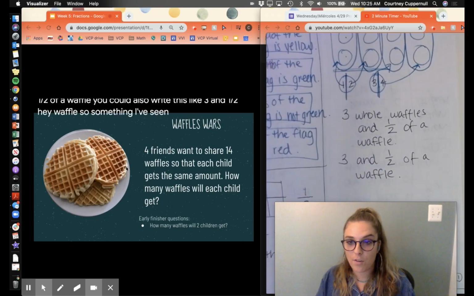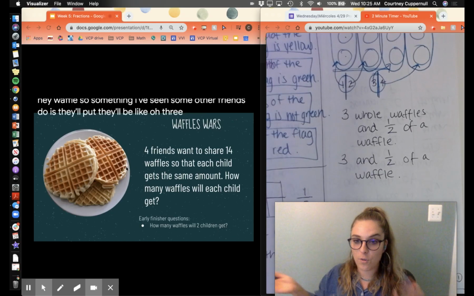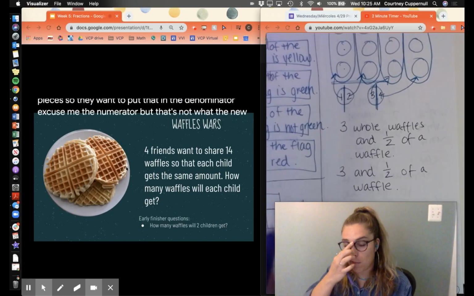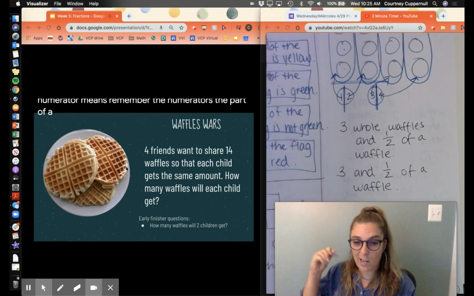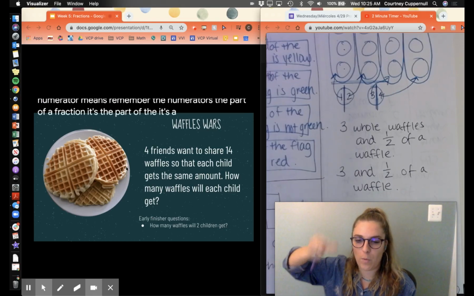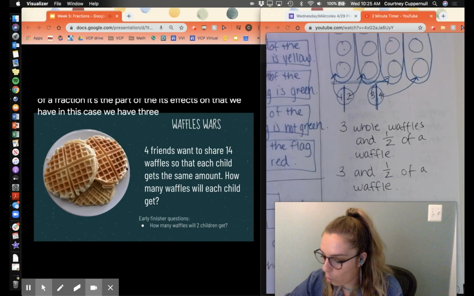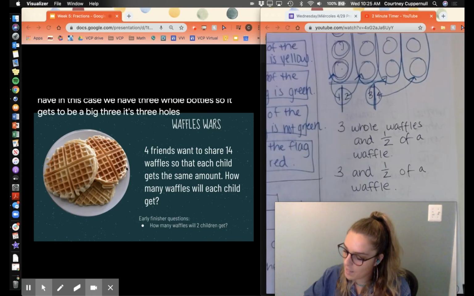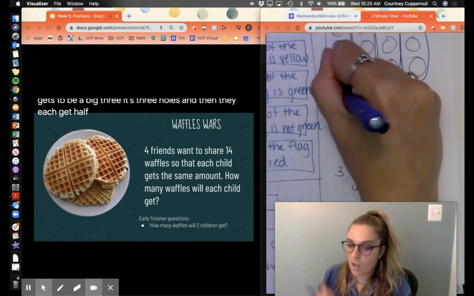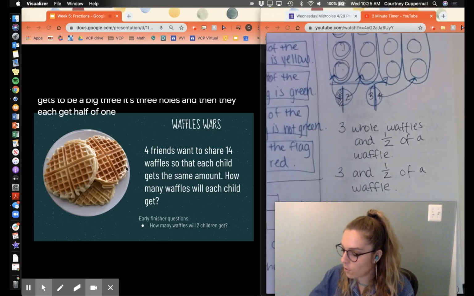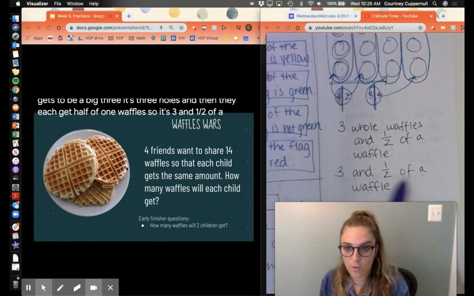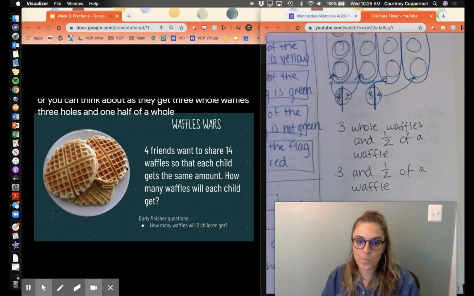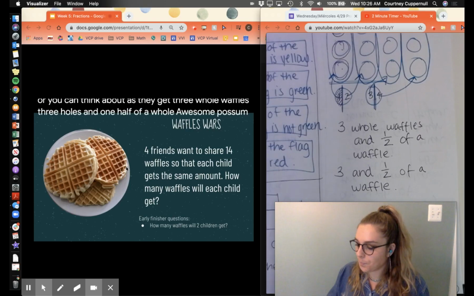So something I've seen some other friends do is they'll be like, oh, they have 3 pieces. So they want to put that in the denominator, or excuse me, the numerator, but that's not what the numerator means. Remember, the numerator is the part of a fraction. It's the fractional amount we have. In this case, we have 3 whole waffles. So it gets to be a big 3. It's 3 wholes. And then they each get half of 1 waffle. So it's 3 and 1/2 of a waffle. Or you can think about it as they get 3 whole waffles, 3 wholes, and 1/2 of a whole. Awesome possum.